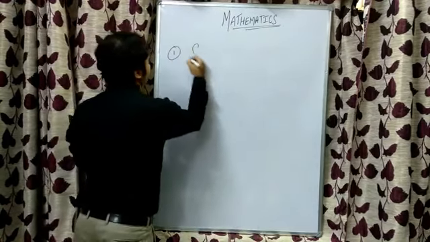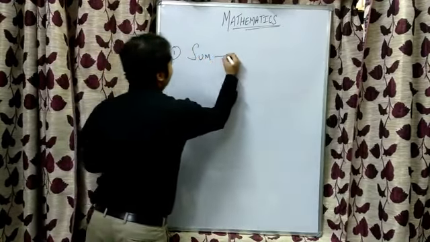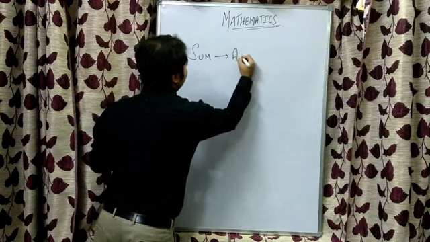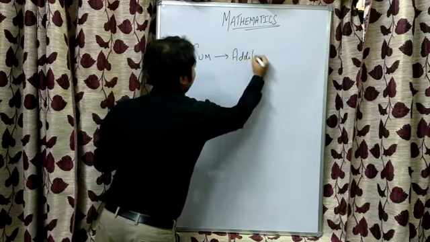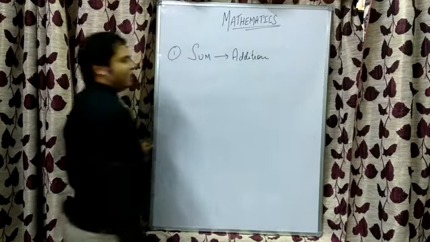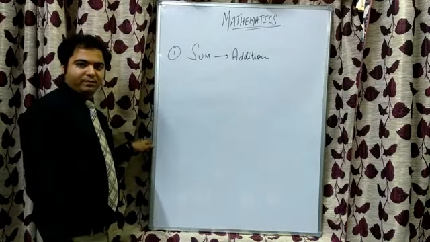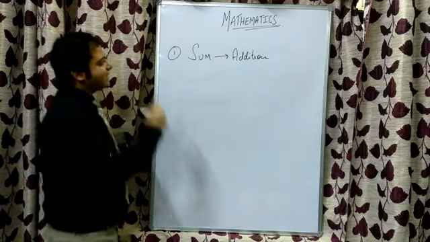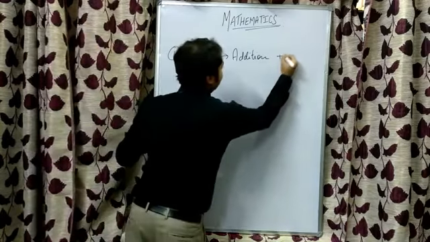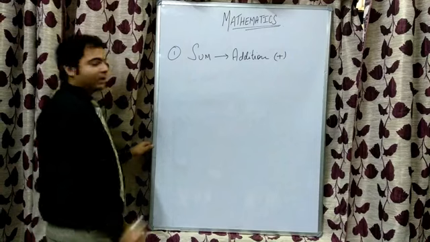First one is sum, and sum means addition. But children get confused sum with multiplication. So don't get confused, sum means addition and the symbol for sum is plus.